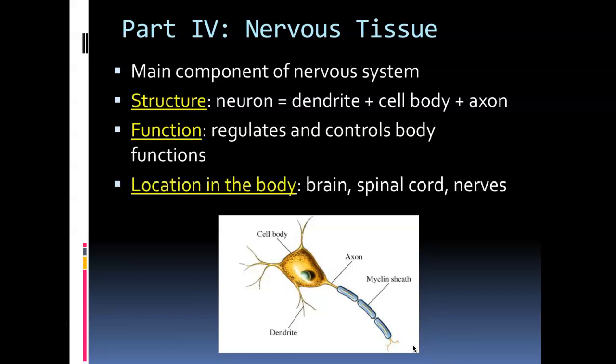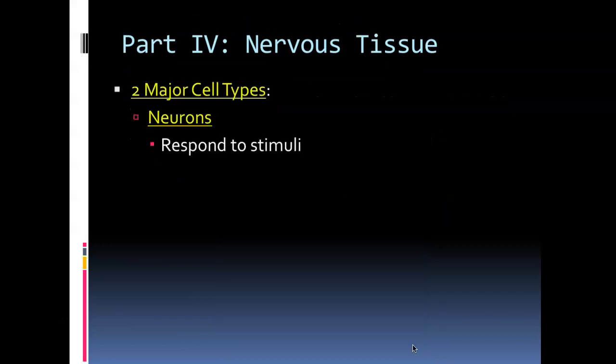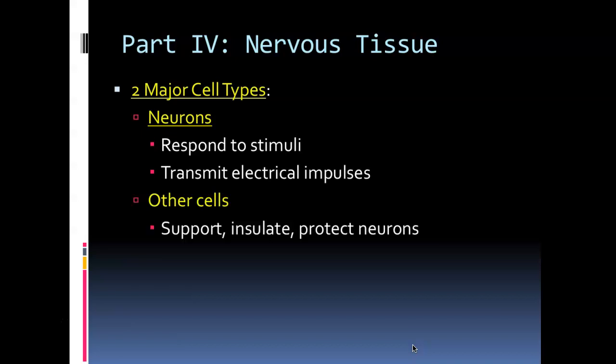Your brain, your spinal cord, and your nerves are all going to be made up of neurons and are part of this nervous system. The neurons are going to respond to stimuli and transmit electrical impulses, and other cells involved in the nervous tissue are going to support, insulate, and protect neurons. I'm going to leave it at that with nervous tissue because we are going to spend 2 days on the nervous system, and I'll talk more about the structure of a neuron and how it works, and then about the cells that are there to support neurons.